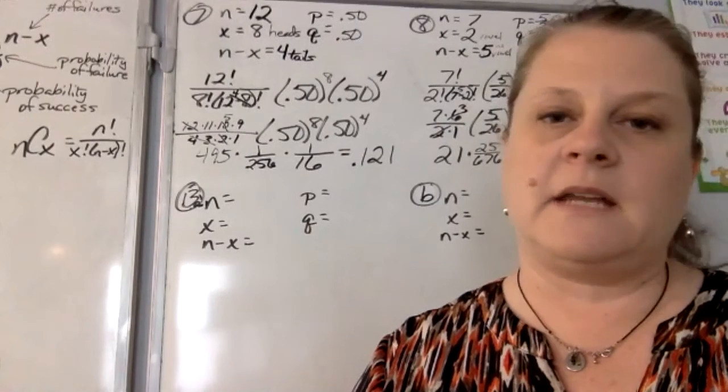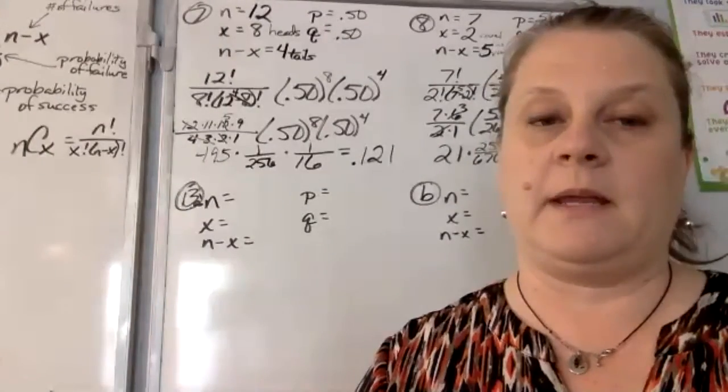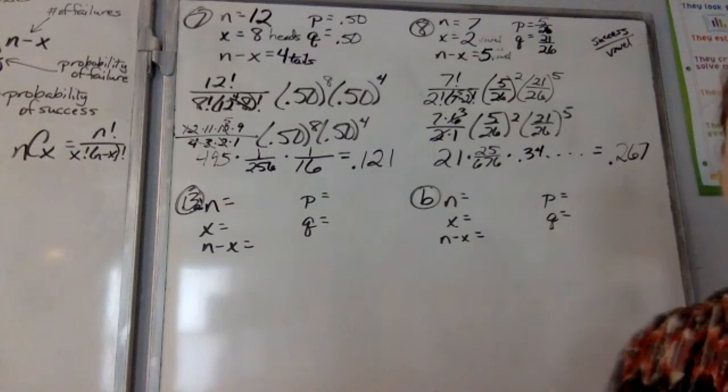On 13 and 14, they each have two parts, part A and part B. We're going to look at setting up part A for 13, and that's where we'll leave off, and then we'll finish up tomorrow and start reviewing tomorrow.